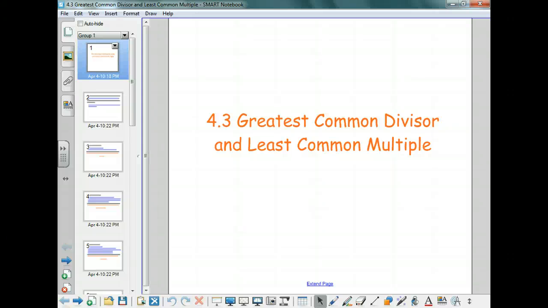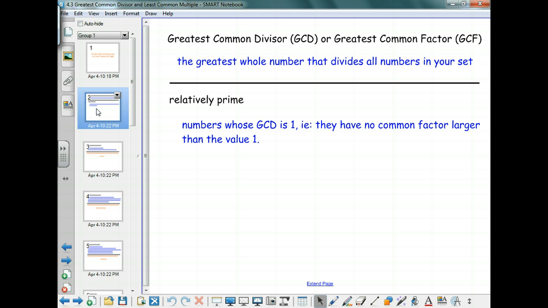Section 4.3, which is the greatest common divisor and least common multiple. So in 4.2 online, you guys actually learned about multiples and divisors, right? In section 3, we're going to do the greatest common divisor and the least common multiple. And the first thing we're going to do is encounter some of that language.